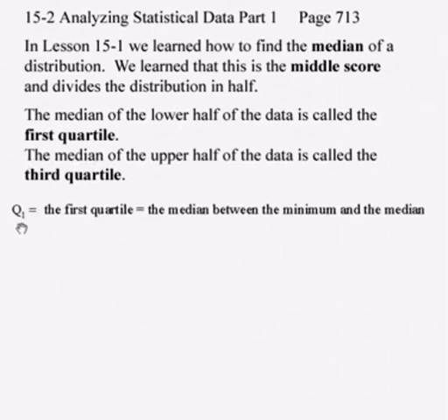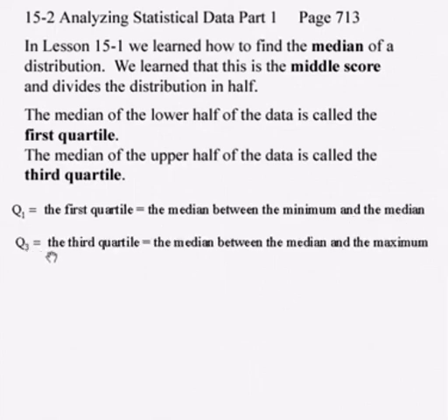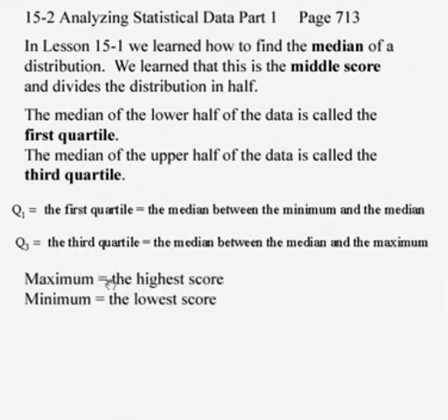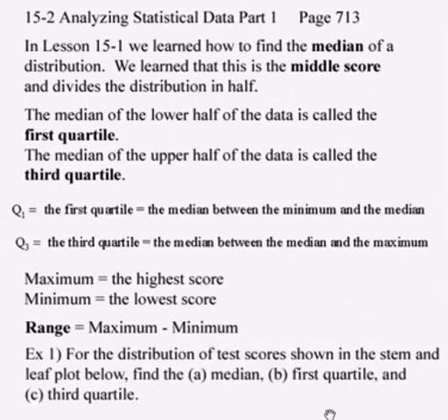We represent that as Q sub 1, the first quartile. That's the median between the minimum or smallest number and the actual median. Q3, the third quartile, is the median between the real median and the maximum or highest score. So again, the maximum is the highest score, minimum is the lowest score. While we're at it, we can learn something called the range of scores, which is the maximum minus the minimum, or largest minus smaller scores.